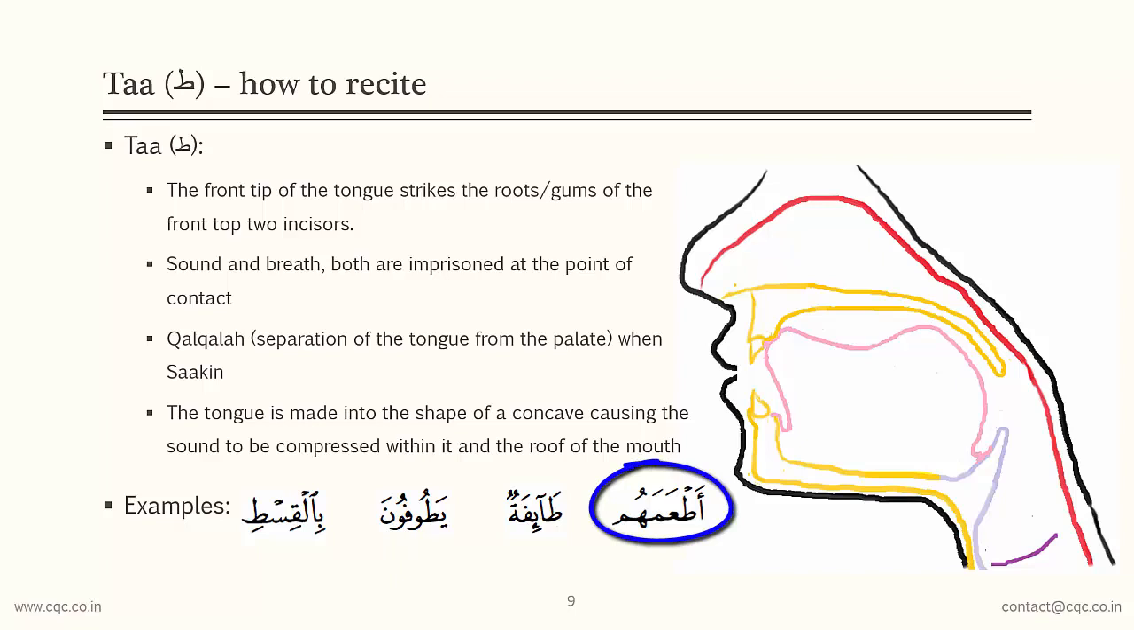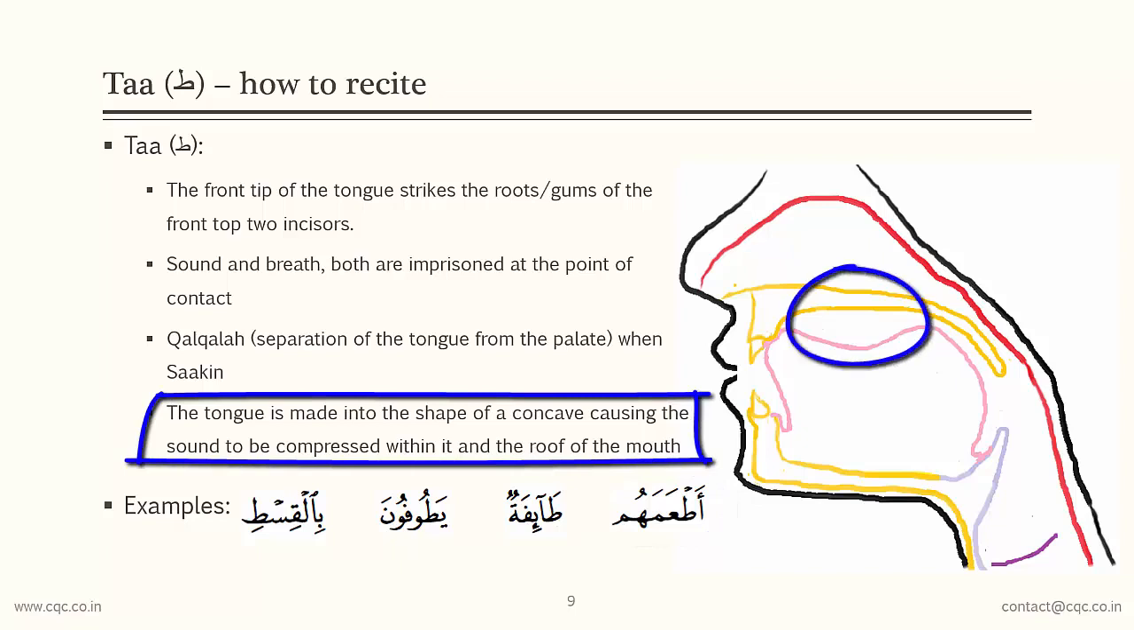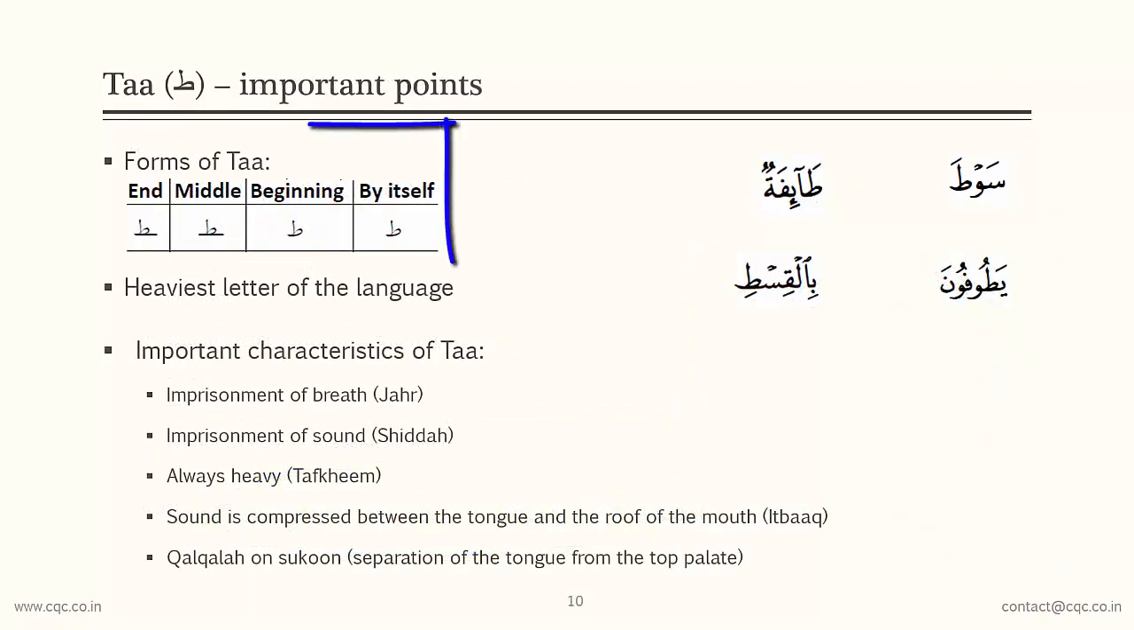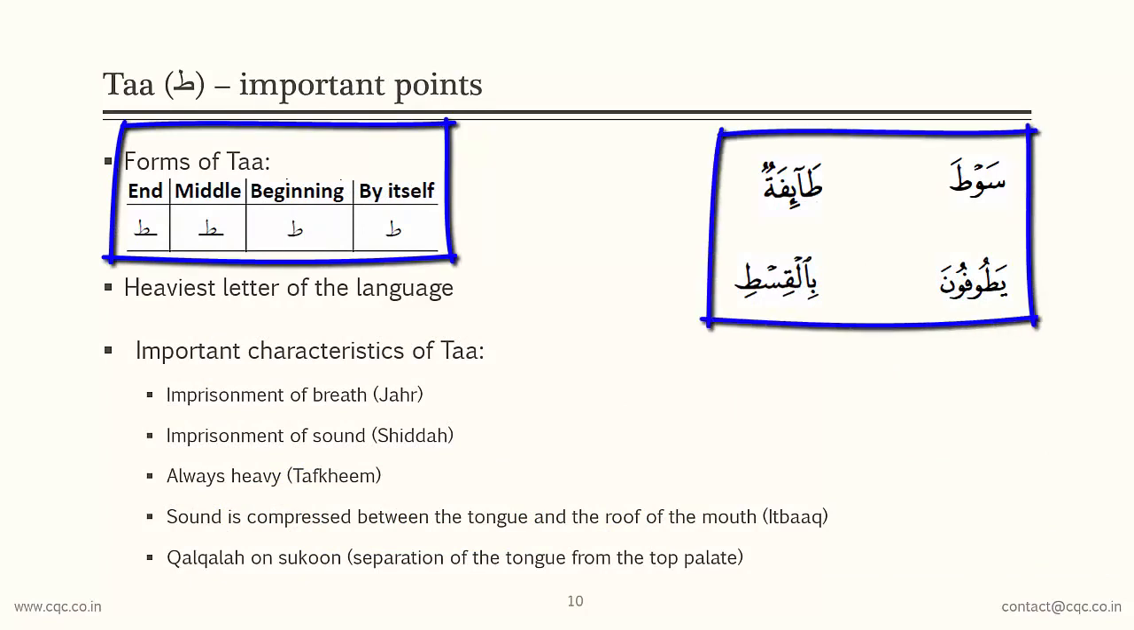Al-ta'amahum. Also note that the ta is a heavy letter, so the tongue is made into a concave. And not only that, this concaving causes the sound to be compressed within it and the roof of the mouth. طائفة يطوفون بالقسط. The various forms of ta as a standalone letter or in the beginning of the word, in the middle and in the end can be seen in these examples as listed here.